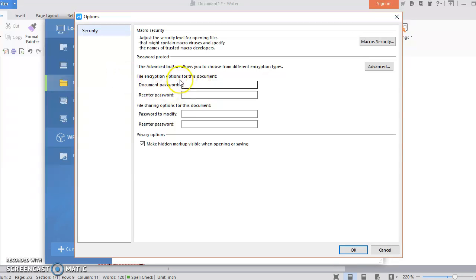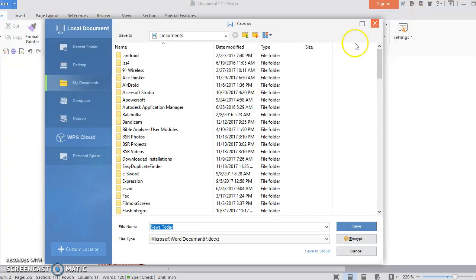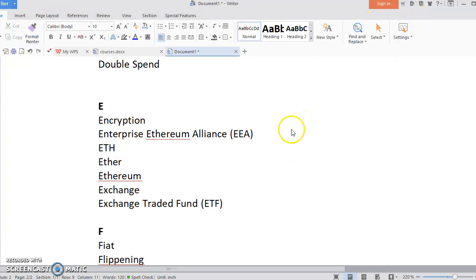You can put a password to actually open the file, and then there's another password again. A person may be able to open the file, but to modify the contents of the file there's another special password to be able to make changes. This is advanced; you can choose depending on what you want. So encryption is basically about stopping prying eyes from accessing our documents.